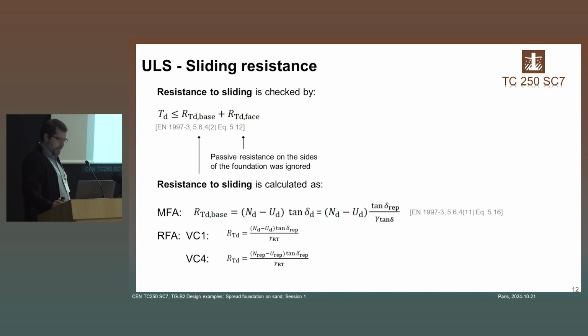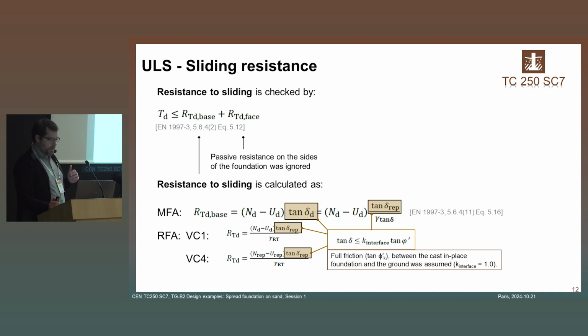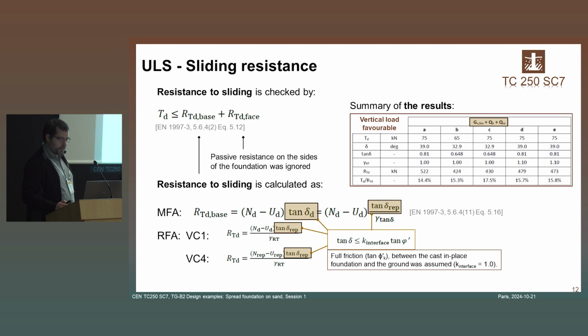The equations are slightly different, but the basic underlying concept is the same. So depending whether we have material factoring approach or resistance factoring approach, and here is also distinction between verification case 1 and 4, we have those three different equations. For the purpose of the design example, full friction was assumed between the cast-in-place foundation and the ground, so the interface factor is assumed as 1. And this is how the results of those calculations look like, and this is only for one load combination, which is the one with the favorable vertical action.